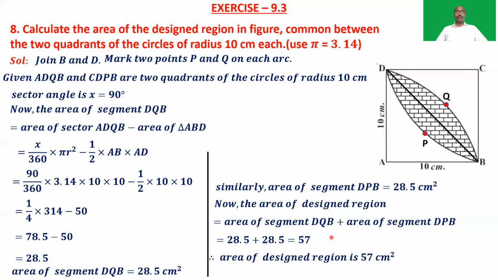Okay students, that's all for this class. That's the end of tangents and secants to circles. You must be aware of how to construct the pair of tangents from an external point to a circle. That's the important concept in this chapter. And also, areas of shaded regions are important for exams. So be aware of these topics.